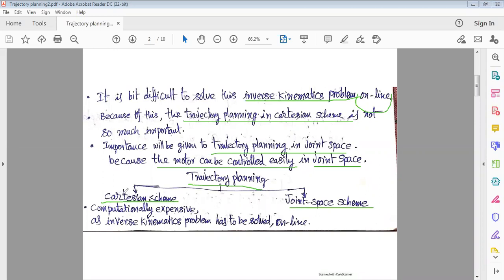This Cartesian space trajectory is difficult and computationally expensive. It means that computationally it is difficult. That's why we neglect it and are not giving importance to Cartesian space trajectory. And there is another problem: the inverse kinematic problem has to be solved in non-linear form. So this is very difficult.